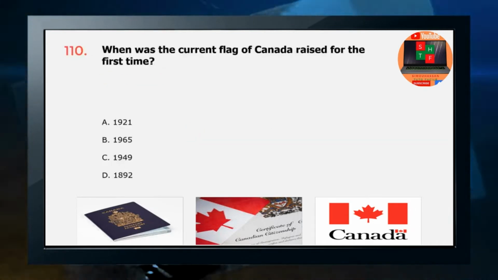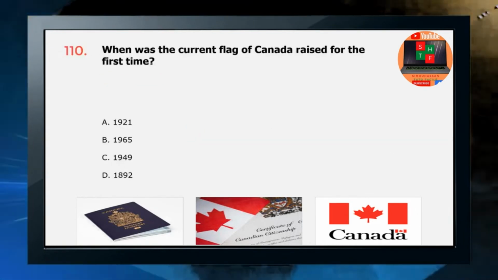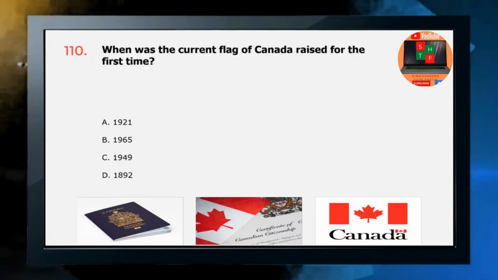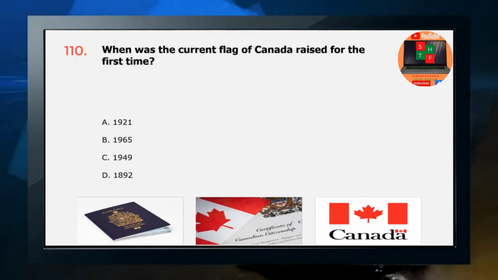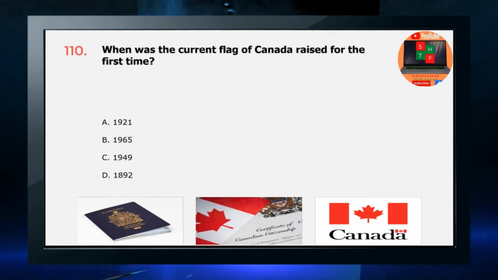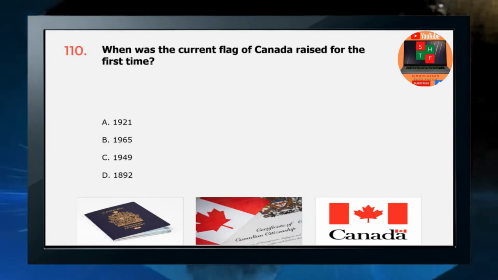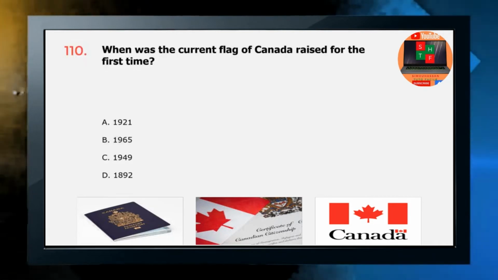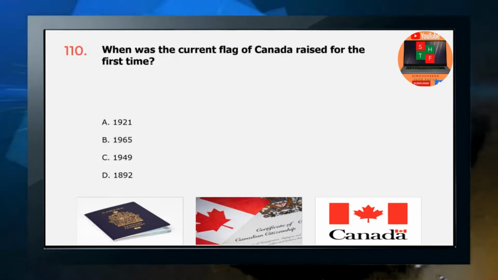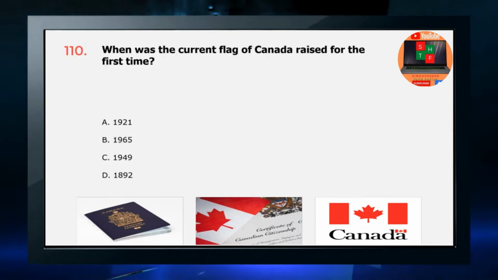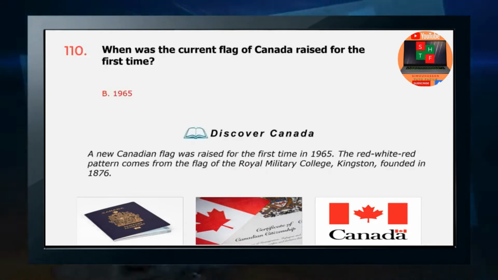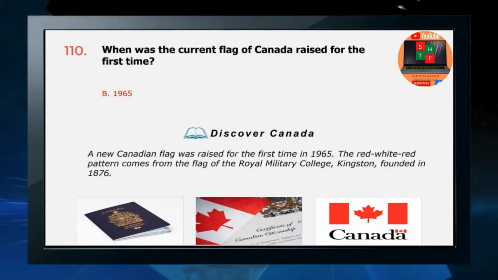Question 110. When was the current flag of Canada raised for the first time? A. 1921. B. 1965. C. 1949. D. 1892. The answer is B. 1965.